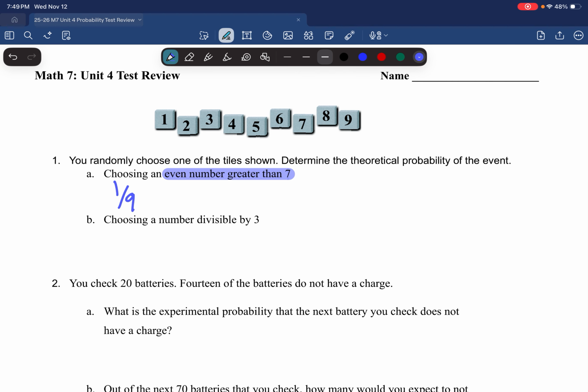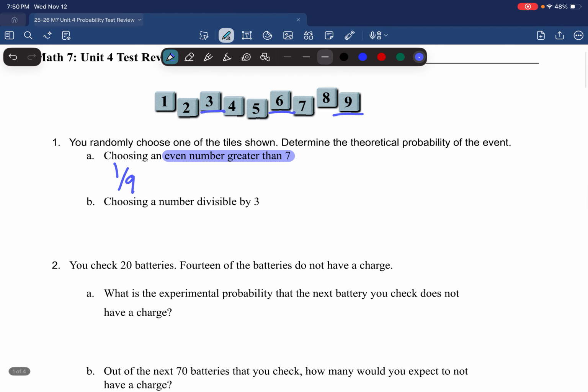All right, choosing a number divisible by 3. How many numbers can be divided by 3 and have no remainder? 3 is divisible by 3, 6 is divisible by 3, and 9. So that's going to be 3/9, or you can simplify that to a third, because 3 goes into 3, and then 3 goes into 9.